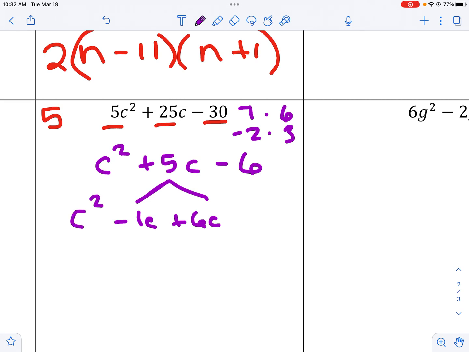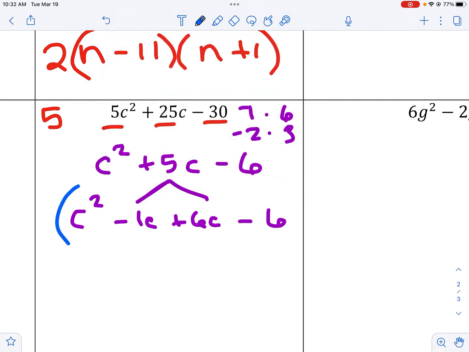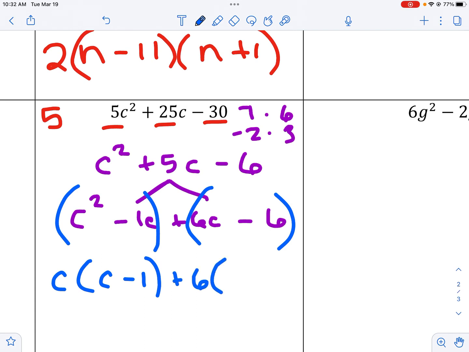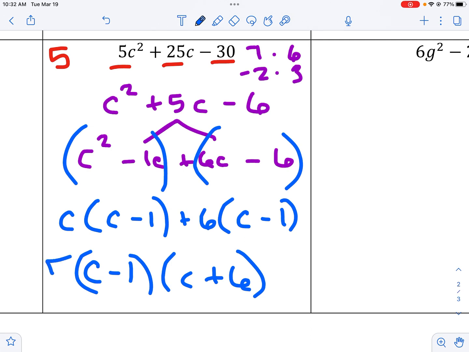Now I'm going to go ahead and do this and this. And because I've broken it down, I'm going to be too lazy to draw the box method, and I'm going to go ahead and just factor by grouping. So what do these have in common? A c. What does the second set have in common? A 6. And then I write my answer, c minus 1 and c plus 6, and their GCF is a 5.